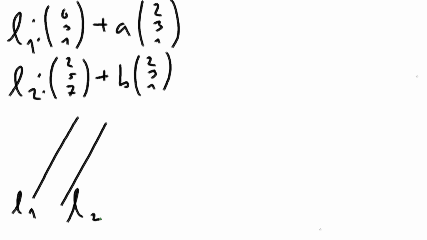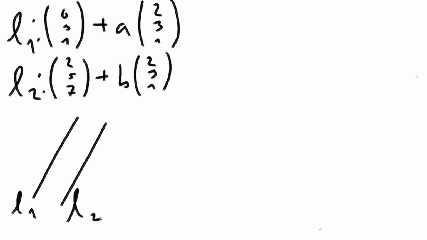The vector is namely 2, 3, 1. We see for L1 it's A multiplied by 2, 3, 1. For L2 it's B multiplied by 2, 3, 1. And the A and the B are just scalars. And what the line does is it is infinitely long throughout space, and that vector gives it direction. So however many times we add that vector, we can just move along that line.